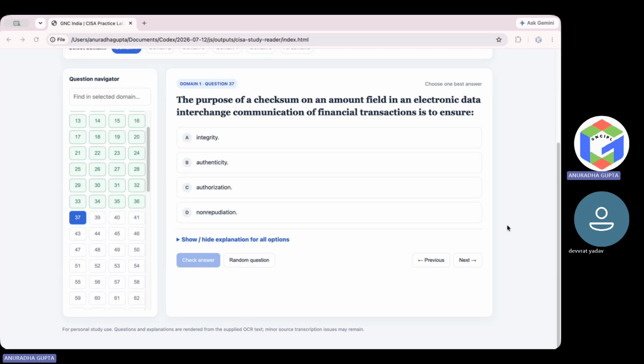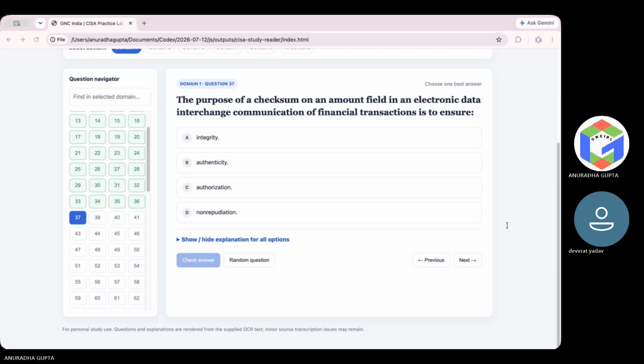Authorization is a different thing, whether you are authorized to send it. Non-repudiation is another concept: you have sent money to your friend, and although he has received it, later on he refuses, saying no, I have not received. That is the question of non-repudiation. That is also applicable, but that will come at a later stage. That is secondary. Here first the integrity issue comes.